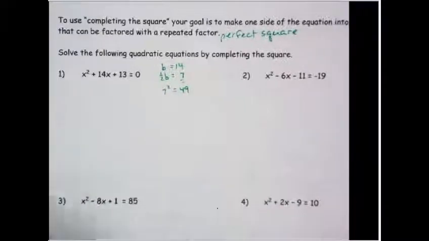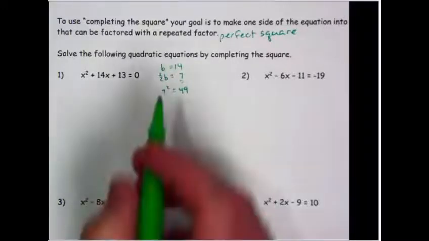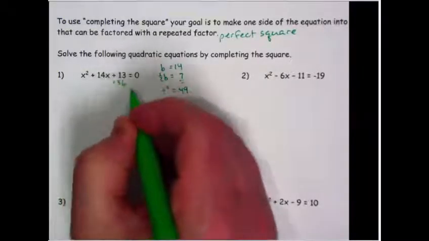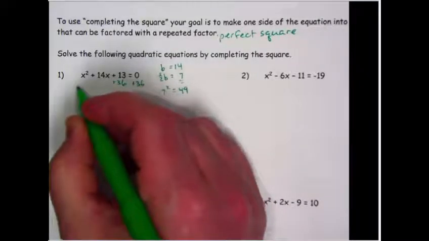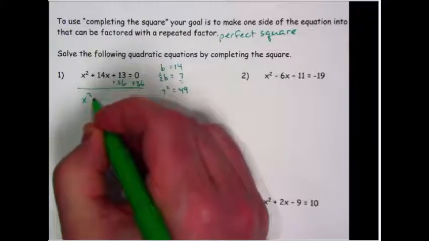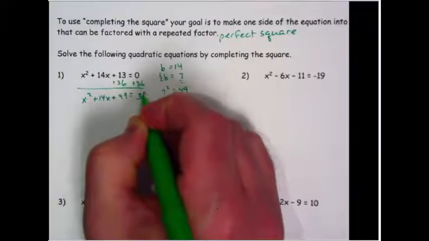So in order to make this trinomial right here be a perfect square, I need that 13 to really be a 49. So what we need to ask ourselves is, what do I do to the 13 to make it become a 49? Well, I think if I was to add 36, 13 plus 36 is 49. I do have to remember that the rules of equations say what I do to one side, I have to do to the other. So this would give me x squared plus 14x plus 49 equals 36.